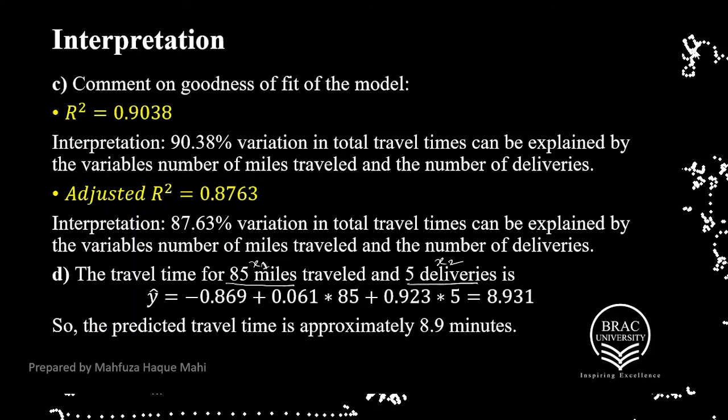This was the value of b0, plus 0.061, the value of b1, multiplied by 85, which is the value of x1, plus 0.923 into 5, equals 8.931. So the predicted travel time is approximately 8.9 minutes for 85 miles traveled and 5 deliveries.